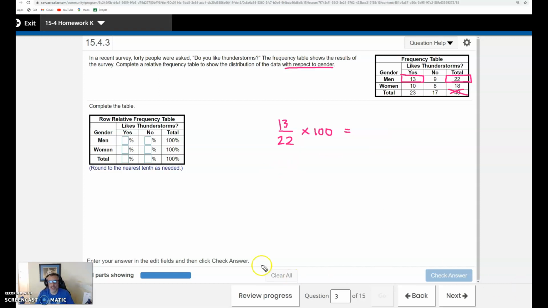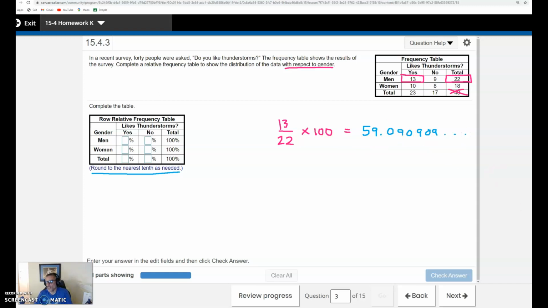All right, the next thing is you also have to round to the nearest tenth as needed, right? So 13 divided by 22 times 100 equals. So if I do all this math, I get 59.0909, and those 09s, they repeat.